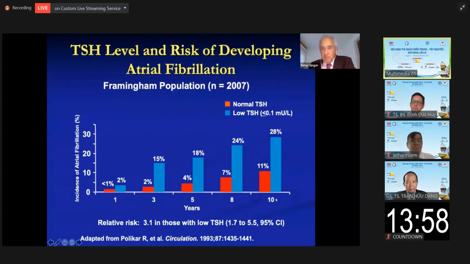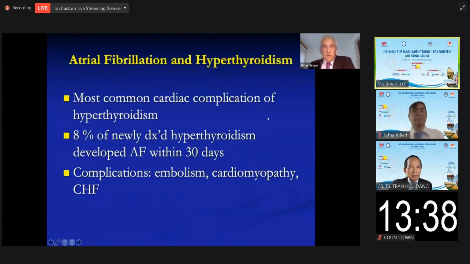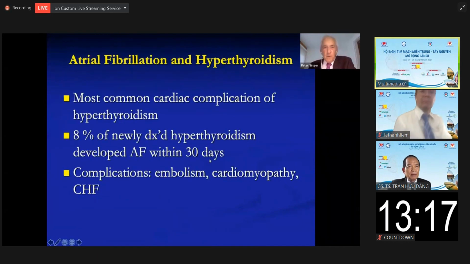And here, after 10 years of having a low TSH, about 30% of people, and these were individuals over 60 years of age, developed AFib. So the longer the TSH is suppressed, the longer it's low, the greater the likelihood of AFib. So the most common cardiac complication of thyrotoxicosis, hyperthyroidism, is AFib. Moreover, 8% of new diagnoses of hyperthyroidism, new patients, develop AFib within 30 days.